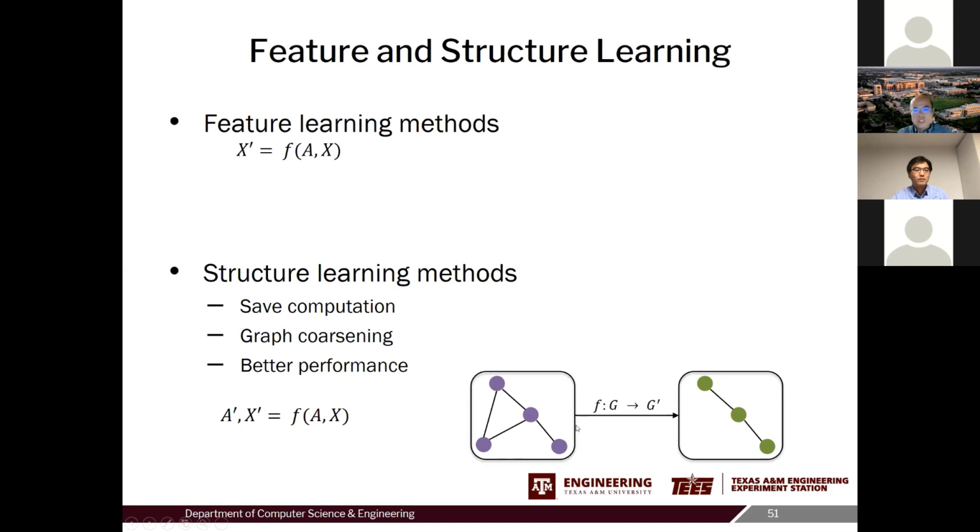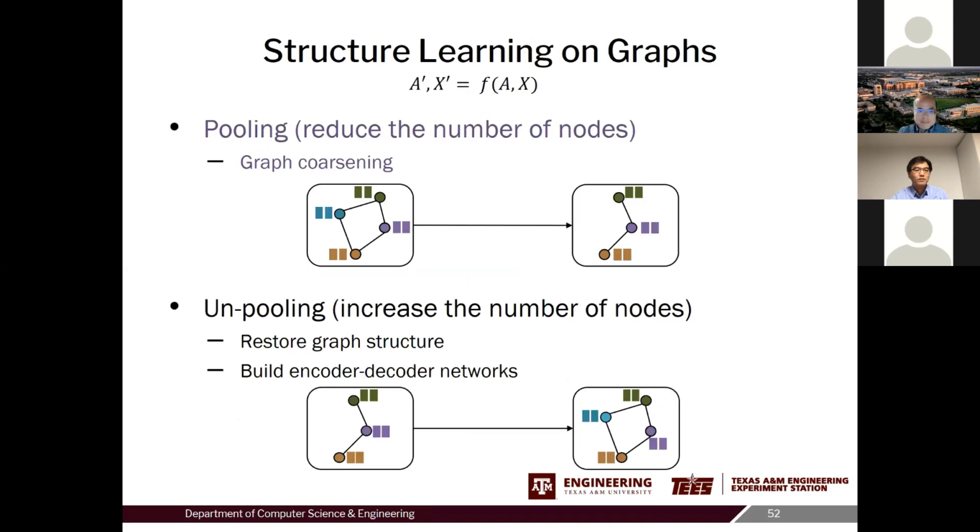So you have an input graph and you produce a smaller output graph, or in other cases, you have a smaller input graph and you try to produce a larger output graph. These are the two examples of structural learning. We can do pooling or unpooling. In the pooling case, you have a graph as input and you produce a graph with a smaller number of nodes as output. Unpooling is the reverse case, where you have a smaller graph as input and you produce a larger graph as output. This basically corresponds to pooling and unpooling in images.